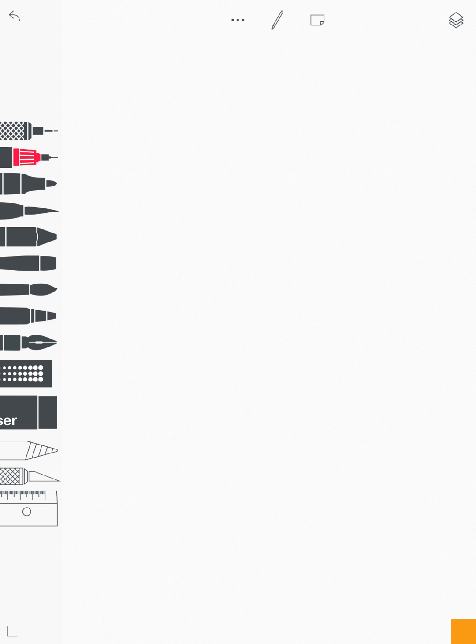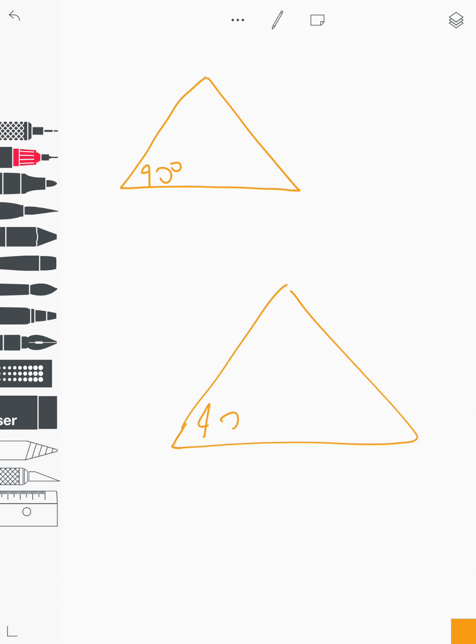Test 3 states that if two sides of one triangle are proportionate to two sides of another triangle, and the included angles are equal, then the two triangles are similar. We can also say this as side angle side. So let's do an example of test 3. So we have triangle 1 with 40 degrees and triangle 2 with 40 degrees as well. And let's state that this is 4 centimeters with 6 centimeters, and I have 2 centimeters with 3 centimeters.